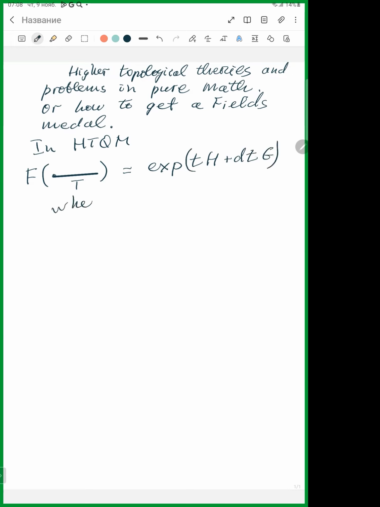Let me start by reminding you that in higher topological quantum mechanics, we associate to an interval the following object. Where H is Q of G.